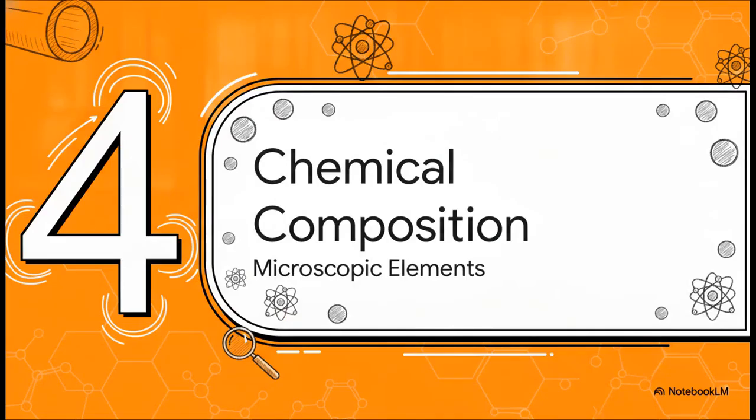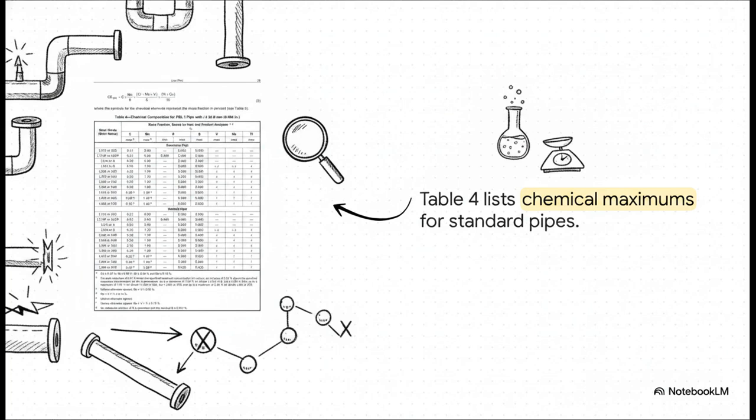Chapter 4. Chemical Composition Limits. You can think of this part of the spec as the nutritional label for your standard PSL1 pipe. It dictates the absolute maximum mass fractions of chemical elements allowed in the steel. We're talking strict limits for carbon, manganese, phosphorus, and sulfur. For instance, for a standard welded L245 pipe, your carbon maximum is typically capped at 0.26%. Keep that number in mind.